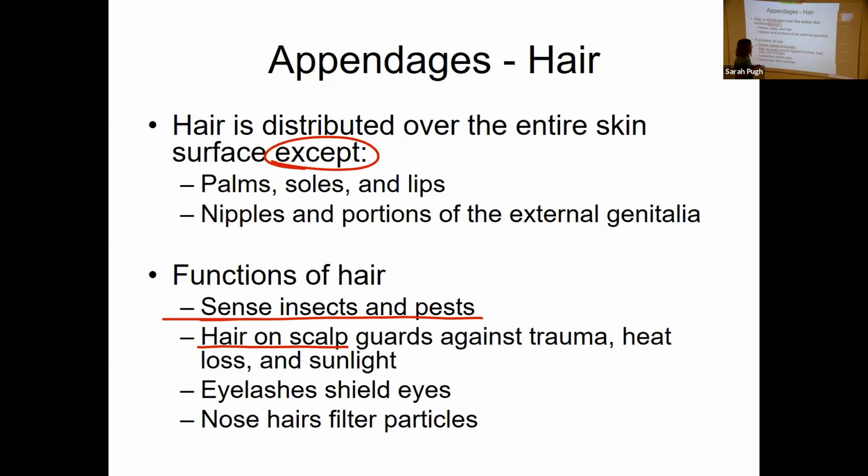And that poor man, he got so sunburnt on the top of his head because the hair on your scalp guards against UV rays, right? Your eyelashes are also really important because they keep things from getting into your eyes. They actually shield your eyes. And your nose hairs help to filter particles.